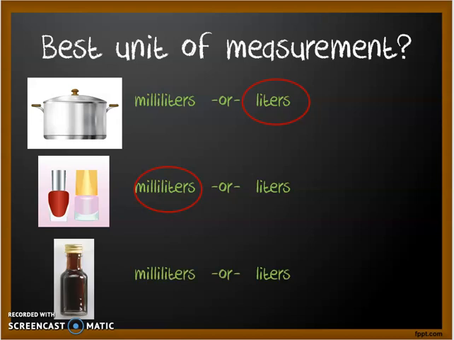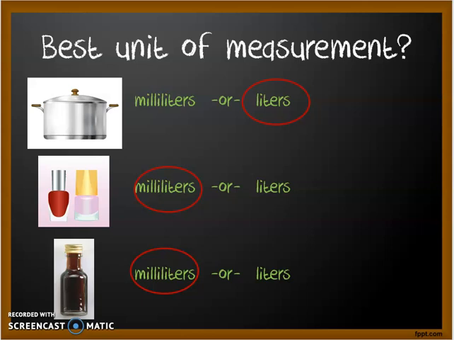Let's try one more. This is a bottle of vanilla. If I wanted to know how much vanilla is inside the bottle, would I be measuring the vanilla in milliliters or liters? Hopefully, if you've ever cooked with anybody in your house, you know that bottles of vanilla are also pretty small, because it doesn't take a lot of vanilla to flavor something. You just need a few drops or a few milliliters maybe. So milliliters would be the best unit of measurement for the bottle of vanilla.